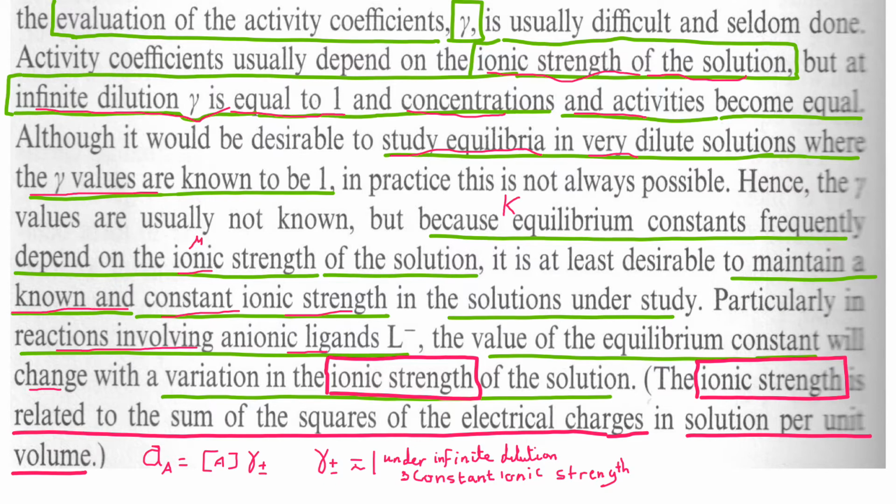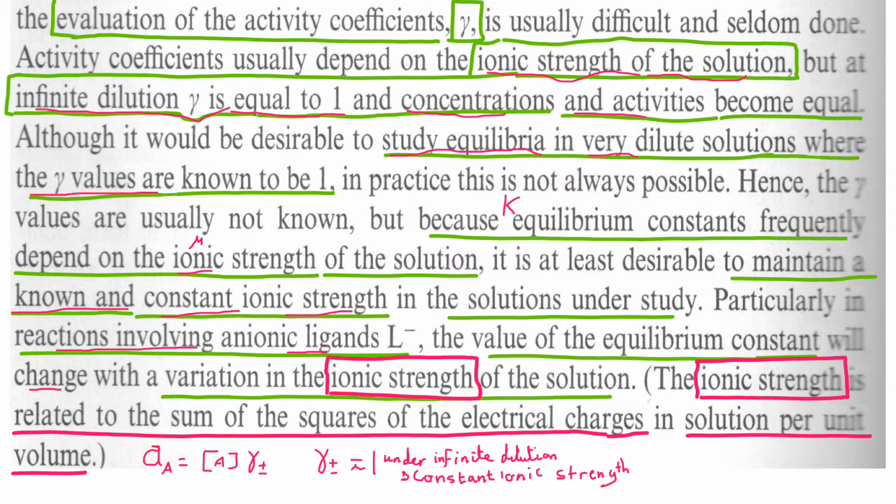equals the concentration times gamma. And when gamma at infinite dilution, 10 to the minus 3 molar, for example, and constant ionic strength, 0.1 molar KNO3, becomes 1, the activity becomes closer to the concentration, and what we are measuring becomes very close to the true values, and it will give us the true equilibrium constant.